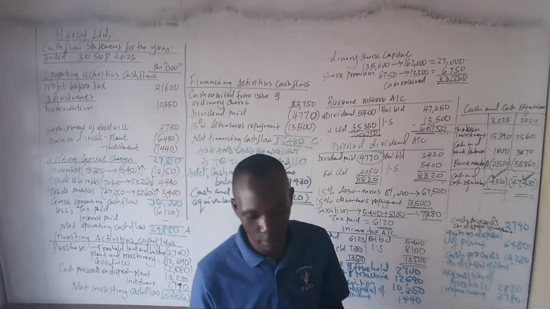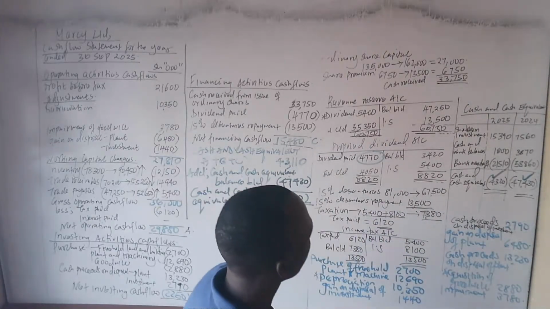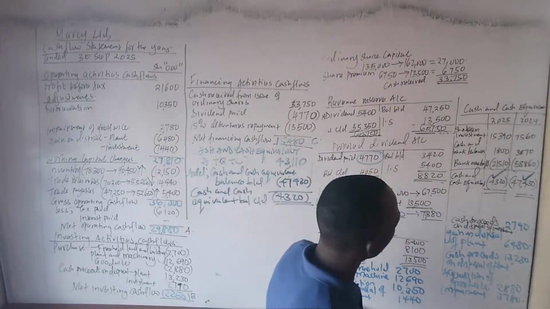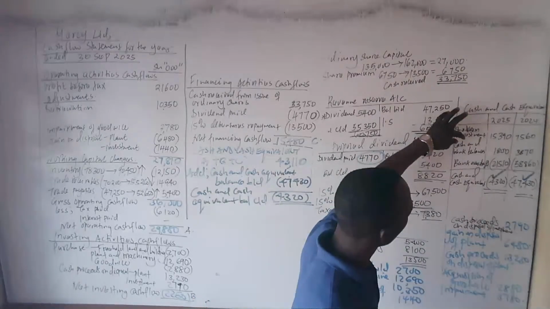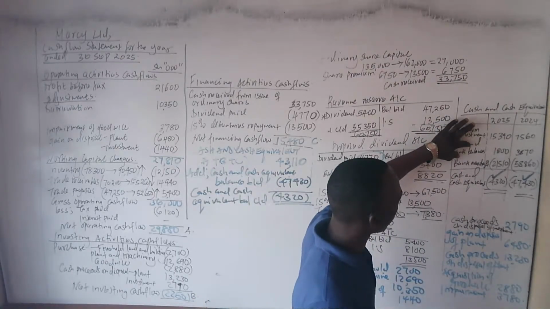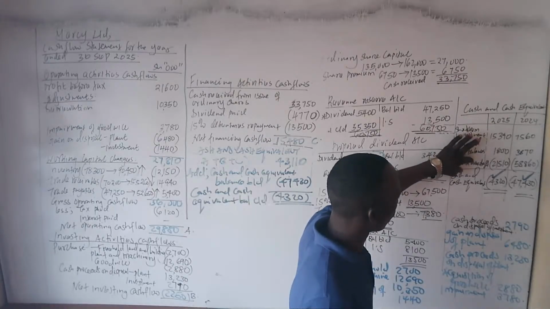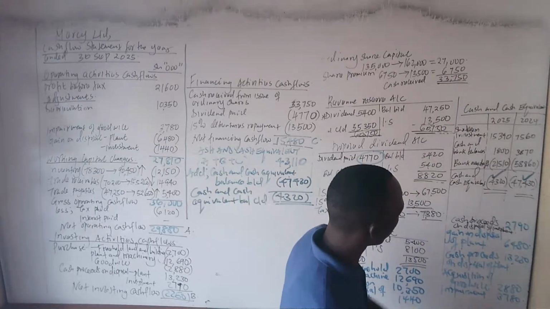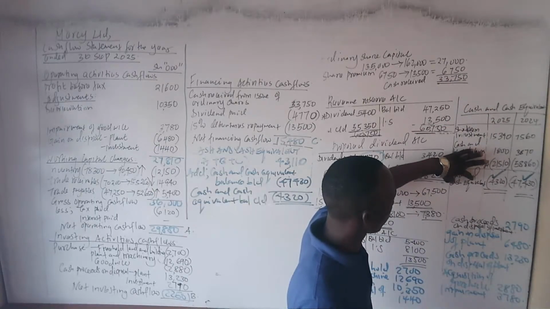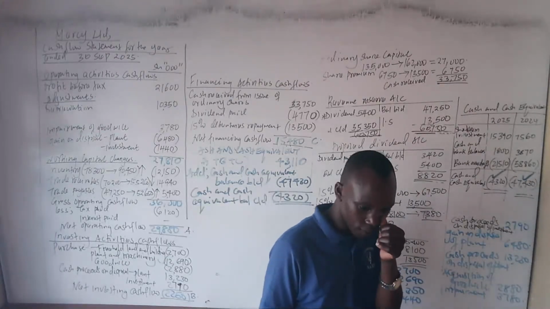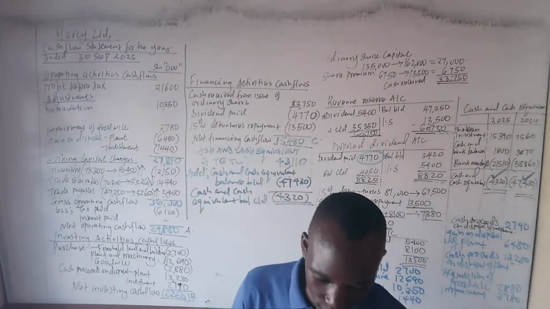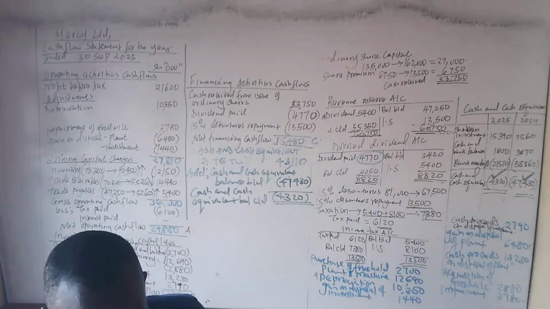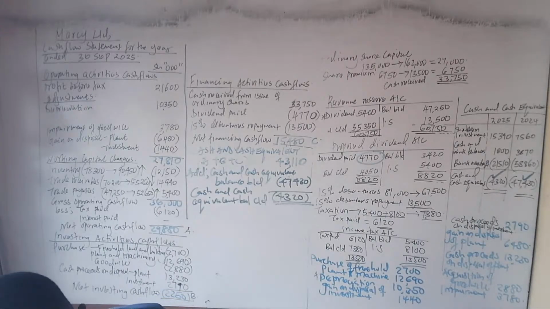Remember, we said that cash and cash equivalent is made up of short-term investment. We have cash and bank balances and also the bank overdraft. Then you put them together, and whatever you get is what we refer to as cash and cash equivalent. So that's all about the cash flow statement.